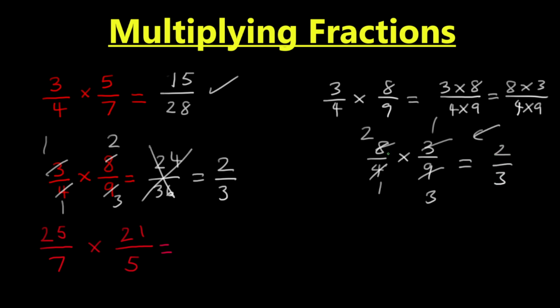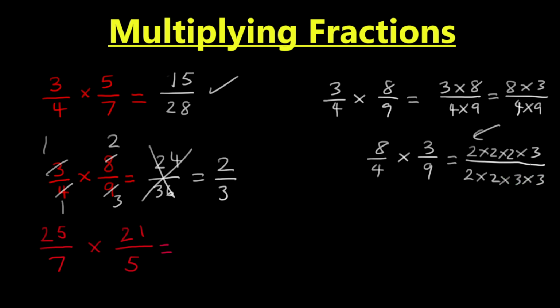If that still doesn't make sense, you can go one step further to the common factors. So 8 is the same thing as 2 times 2 times 2. You leave the 3 alone. 4 is the same thing as 2 times 2. And 9 is the same thing as 3 times 3. Now we can start to cross out stuff that's the same on the top and the bottom. The 2's here are the same. The 3's here are the same. The 2's here are the same. And we're left with 2 over 3. So again, we get the same answer a couple different ways, but that's why the cross reducing works.